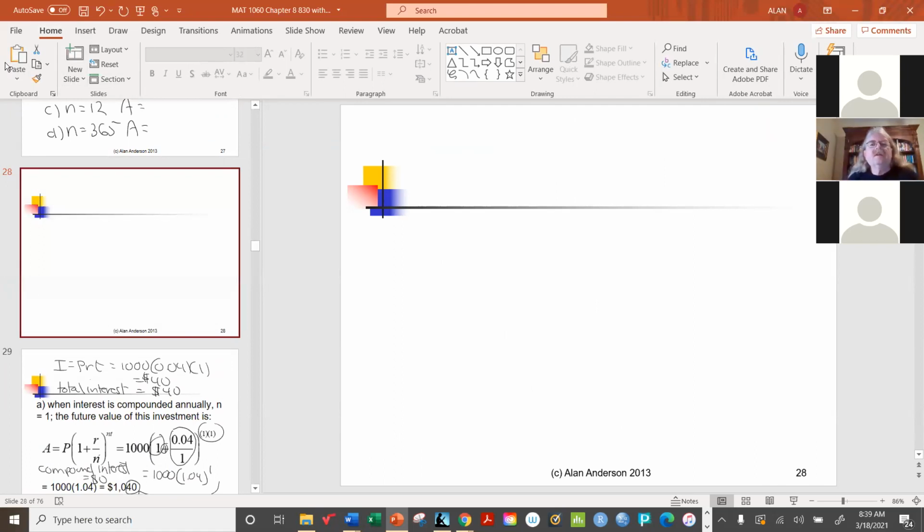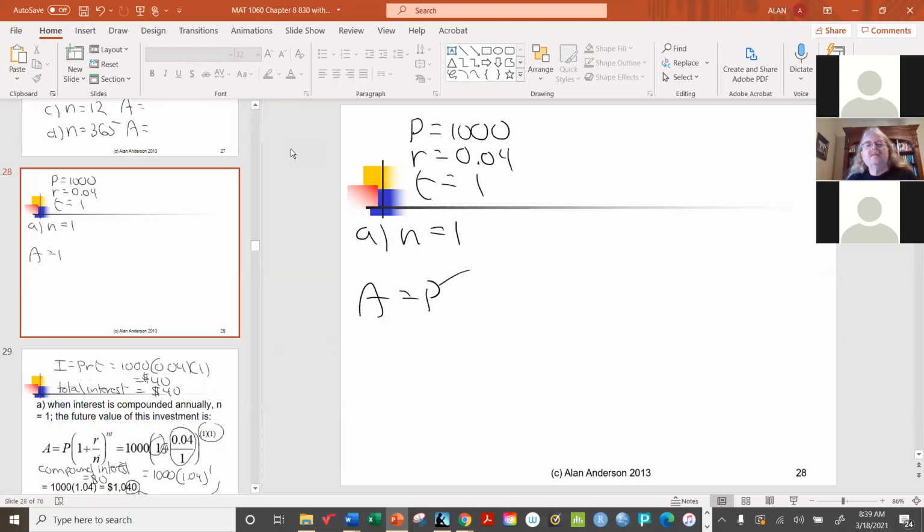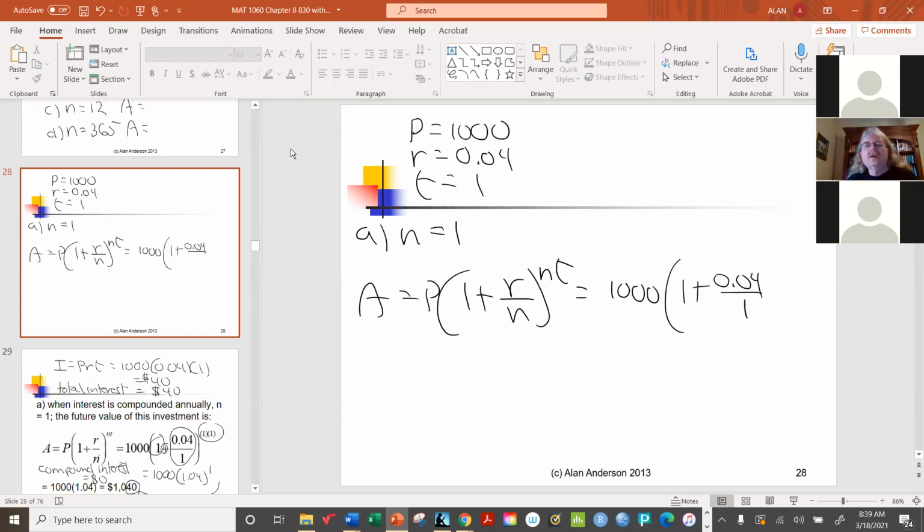So once again, remember, P is 1,000, R is 0.04, T is 1, and in this case, N equals 1 as well. So A equals P times 1 plus r over n to the nt power. So you plug everything in. This one is really easy because there's so many ones involved.